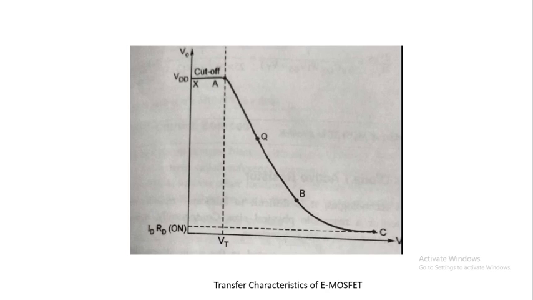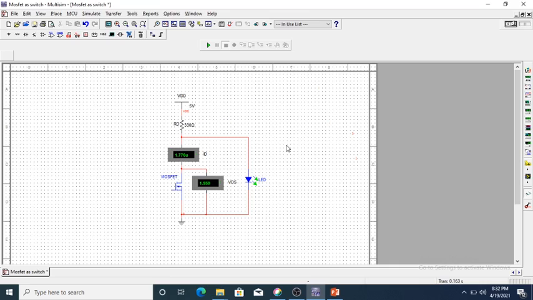Now we will simulate this circuit in the simulation software. So the circuit is built. We take VDD as 5 volt, RD is 330 ohm. We connected an ammeter in series with the drain terminal so that we can calculate the drain current, and a voltmeter is connected across the drain and source terminal so that we can calculate VDS. And to observe the output, we connected an LED also at the output between the drain and source terminal.